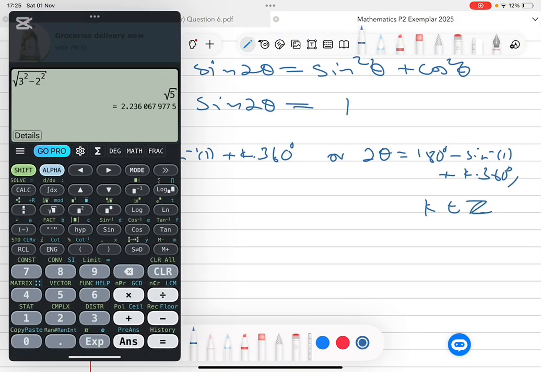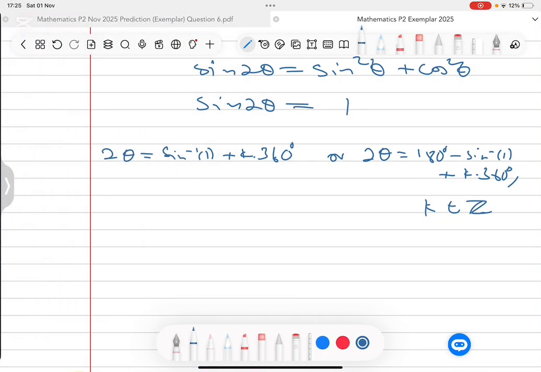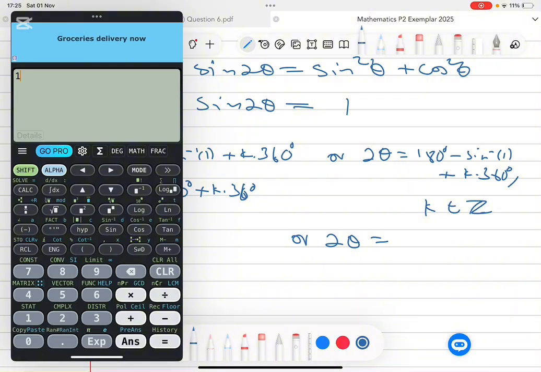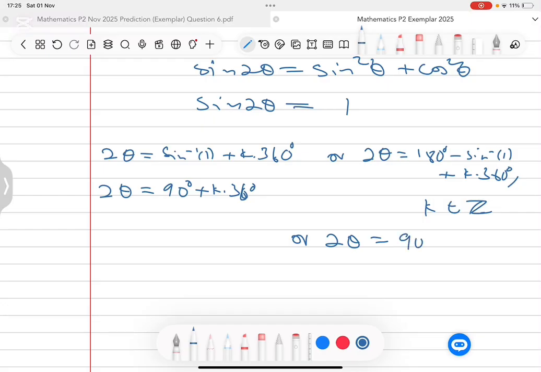Now if you pull a calculator and we do the sine inverse of 1, it gives me 90. So I'm going to have here 2 theta is equal to 90 degrees plus k 360 degrees, or we're going to have 2 theta is equal to, here we're having 180 minus the sine inverse of 1. That gives me 90 as well. So I'm having a 90 degrees plus k 360 degrees.